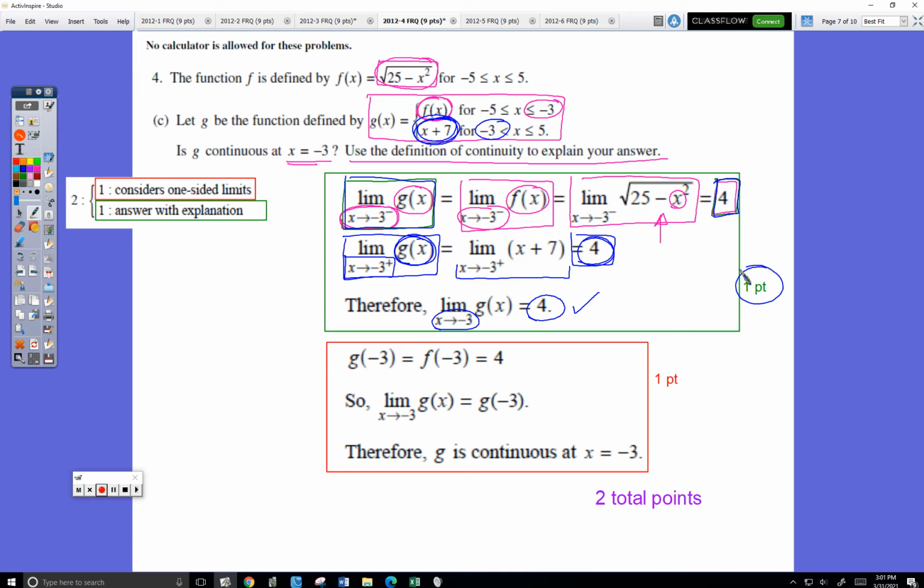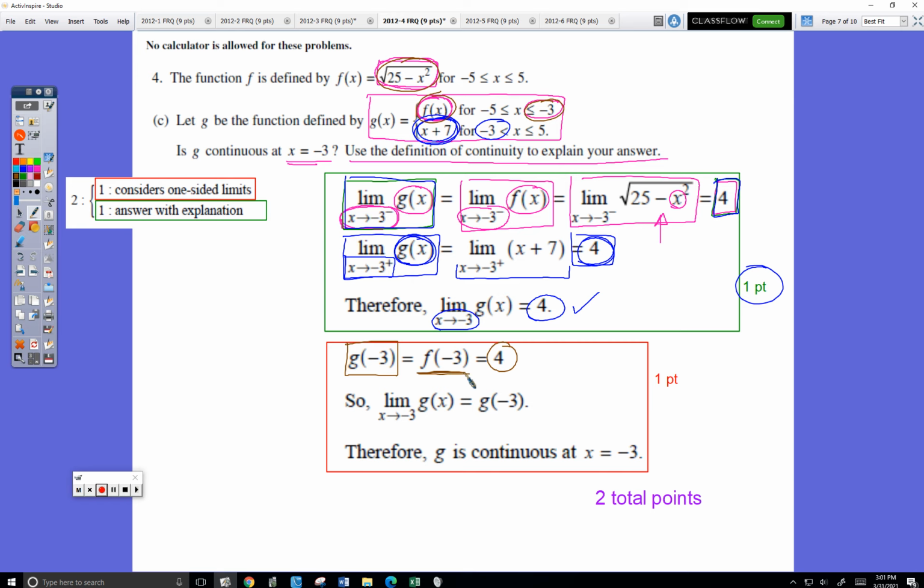Okay, now we've got to go find g of -3 because we're trying to prove continuity. So, sorry, g of -3. G of -3 means we must use this formula, which is f. So that's going to give us a value of 4. You don't have to write the f of -3.